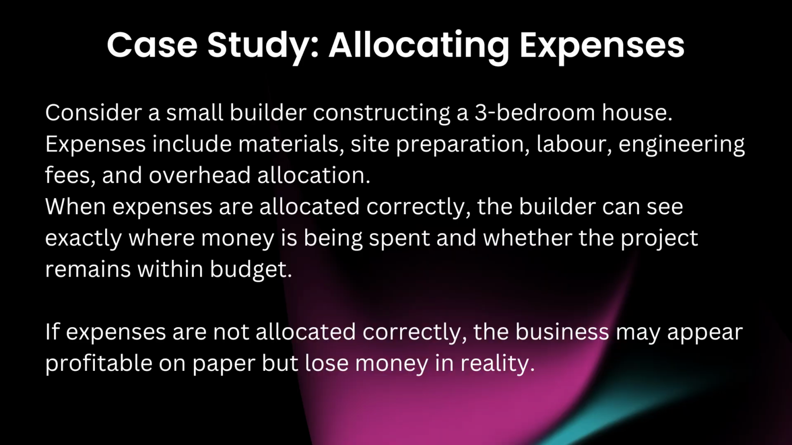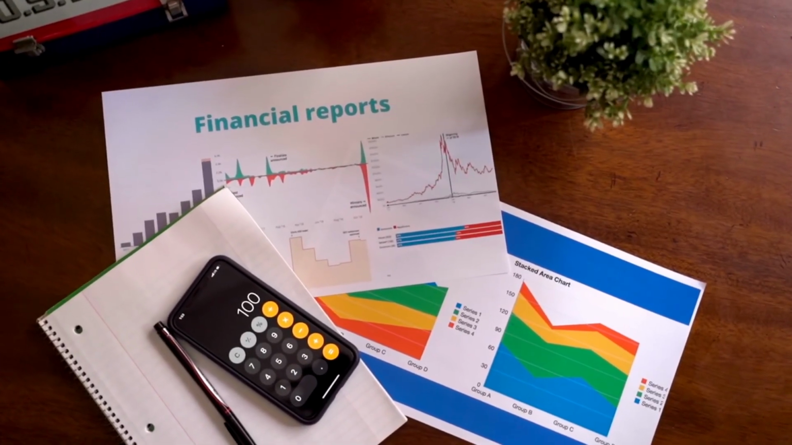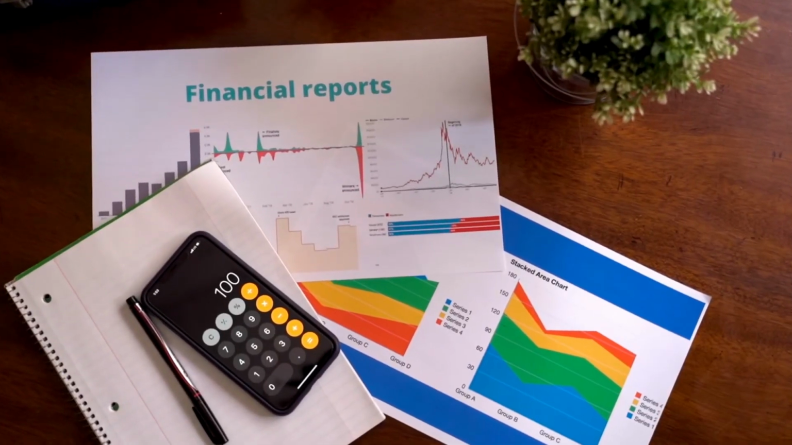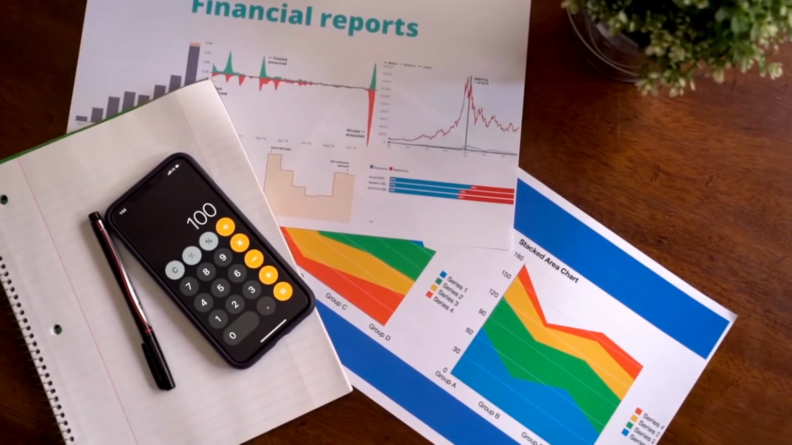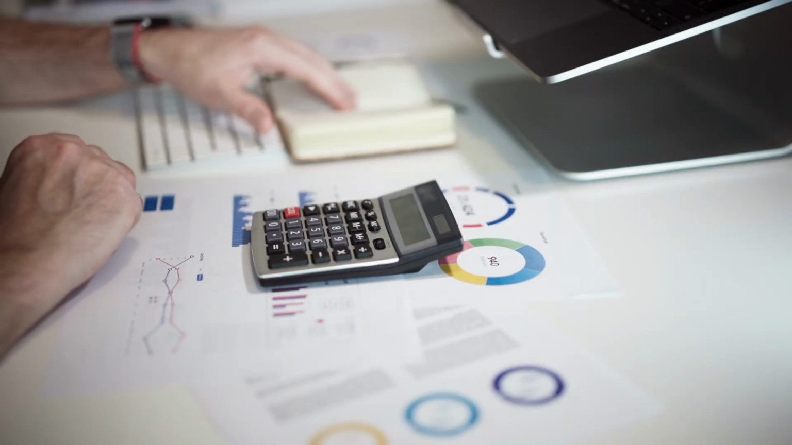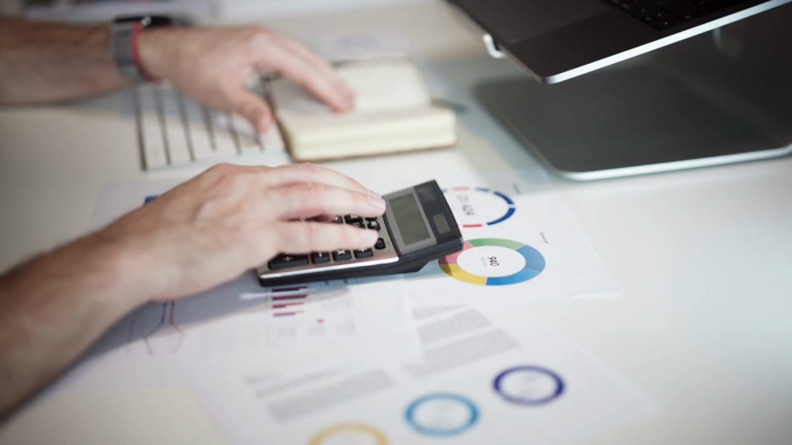Case study: allocating expenses. Consider a small builder constructing a 3-bedroom house. Expenses include materials, site preparation, labour, engineering fees, and overhead allocation. When expenses are allocated correctly, the builder can see exactly where money is being spent and whether the project remains within budget. If expenses are not allocated correctly, the business may appear profitable on paper but lose money in reality.